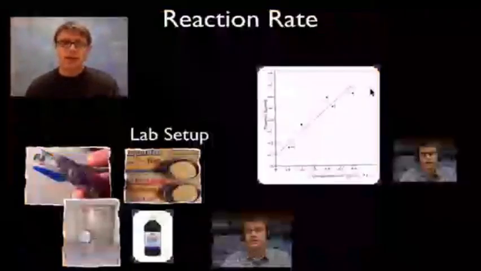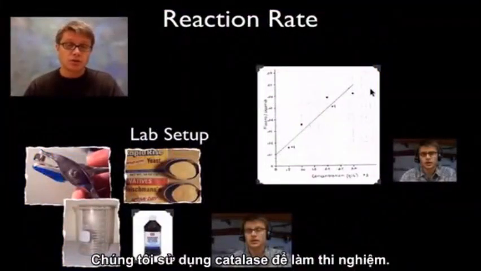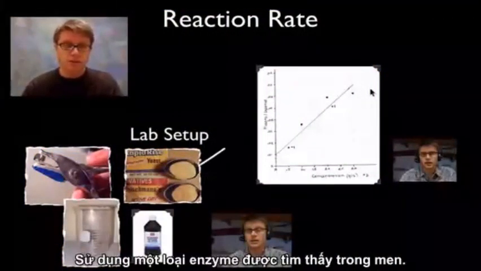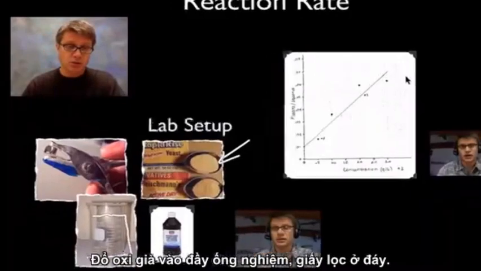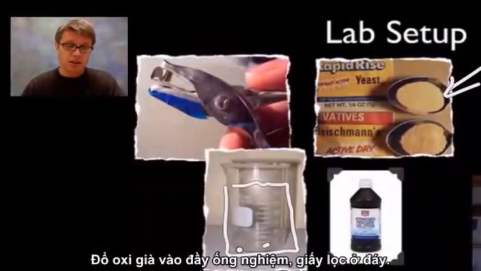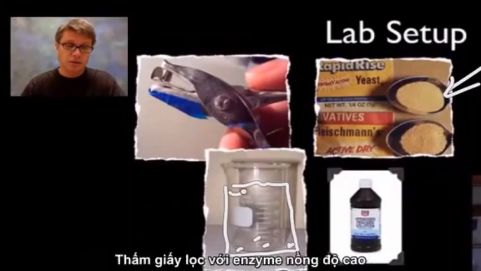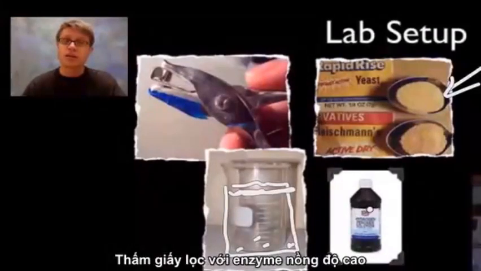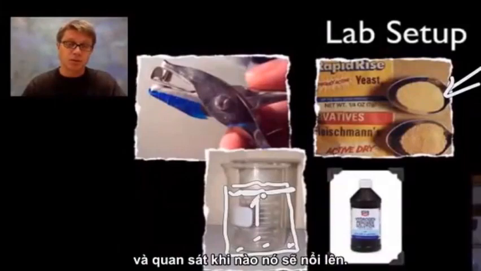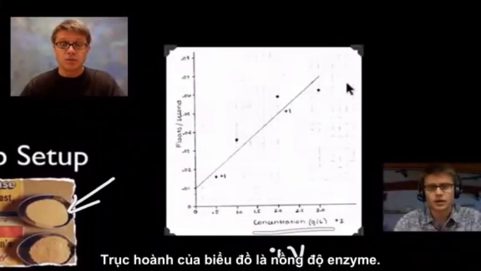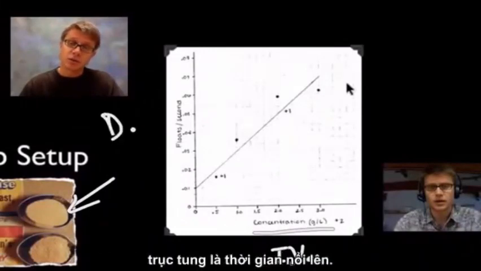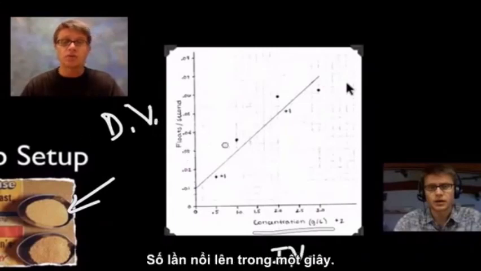Now, when we do the enzyme lab in class, we are using Catalase, an enzyme that's found in yeast. We fill up a beaker with hydrogen peroxide. We put our little discs of filter paper, or chads, at the bottom. We dip them in varying concentrations of the enzyme, and then we see how long it takes for them to float up. What we're varying, the independent variable, is the amount of the enzyme, and the dependent variable is how long it takes for them to float, or the number of floats per second.